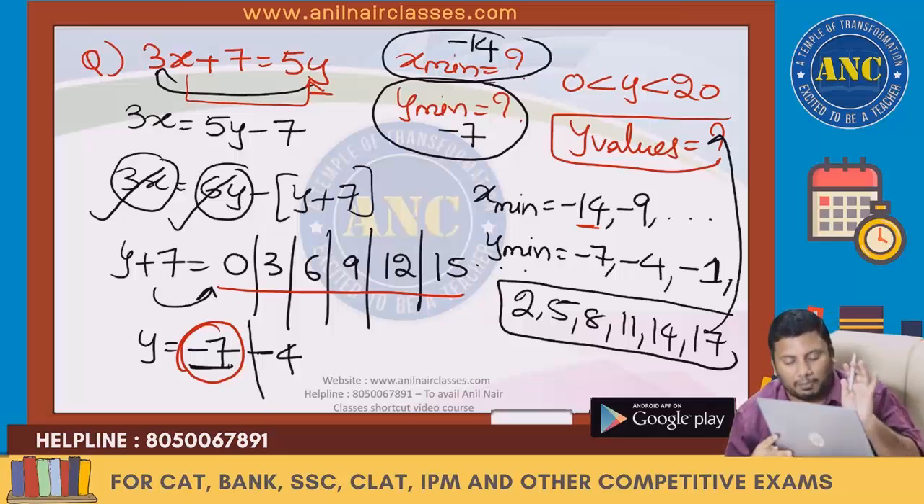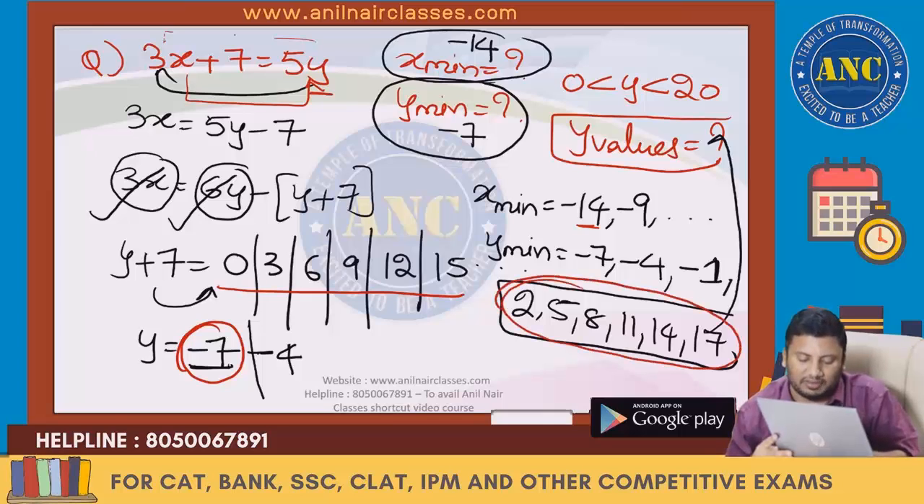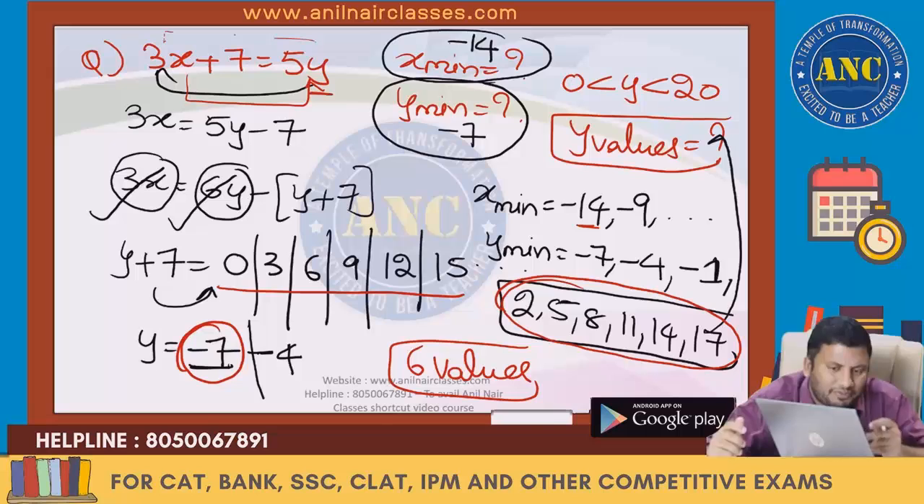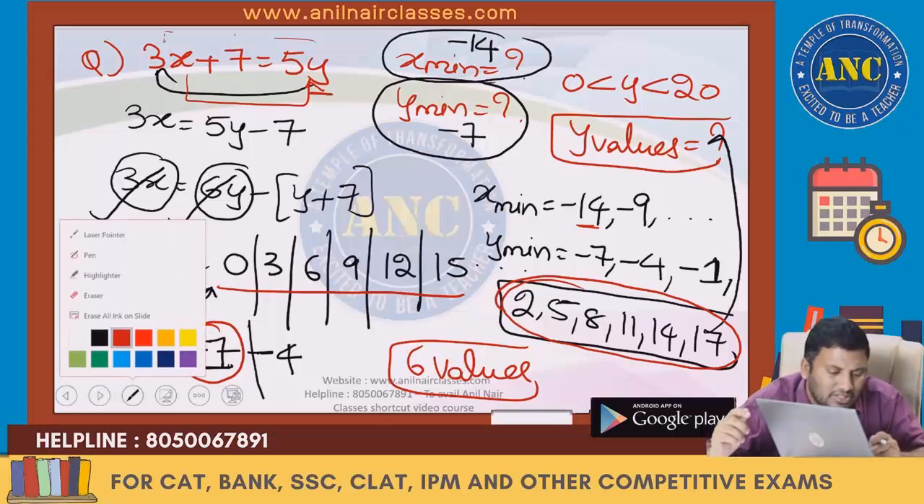Why it is happening? Tomorrow we will discuss. Right? So y will change in steps of 3. Minus 7 plus 3, minus 4, minus 1, 2. 2, 5, 8, 11, 14, 17. Total how many values? 6 values x and y can take. Everybody clear, right? Please write down one more question. We did by using plus, we will do minus.